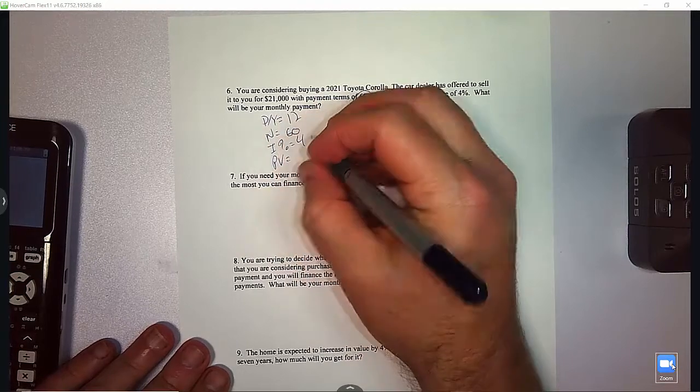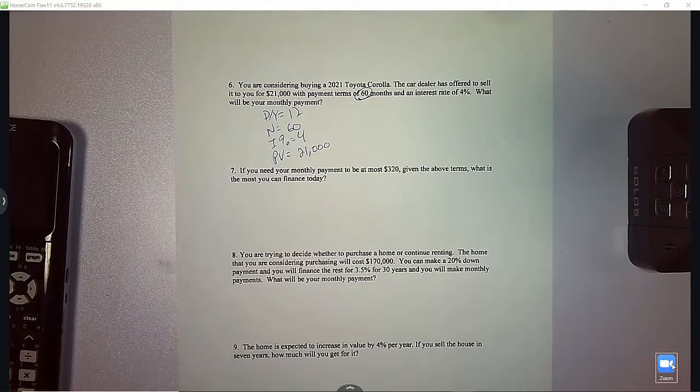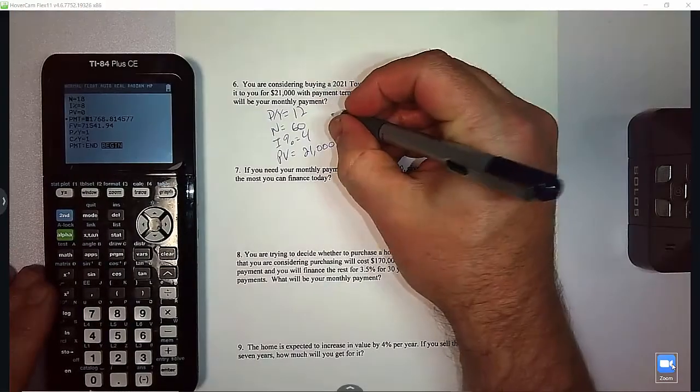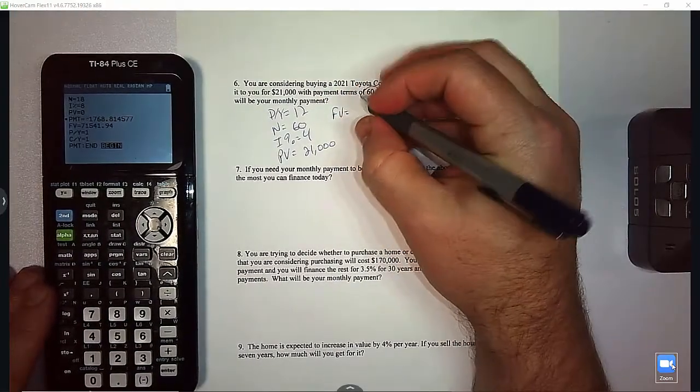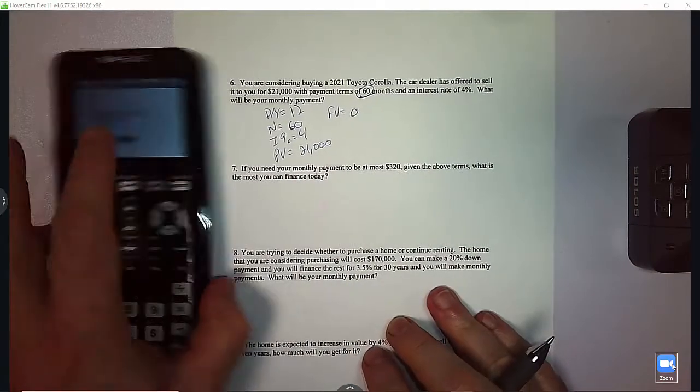Our present value is equal to $21,000. That's a positive number because I'm going to receive $21,000. I'm never actually going to see the money, but I'm going to take out a loan. I'm going to receive a $21,000 cash flow from that, and that's going to go to the dealership to buy the car. And then I'm going to make payments out of my own pocket for the next 5 years, and that's going to be a negative cash flow as a result. My future value is equal to 0 because after 60 months, I'm not going to owe anything.